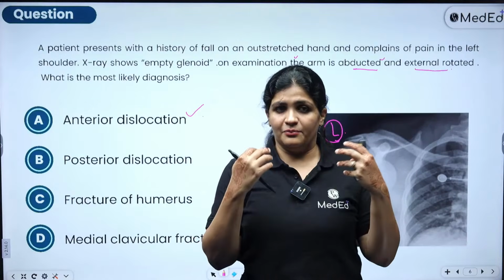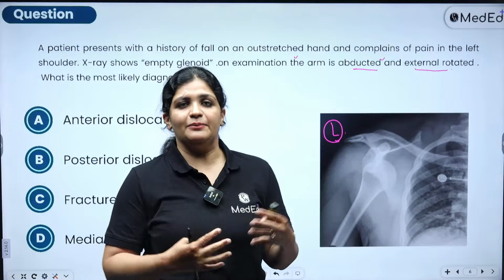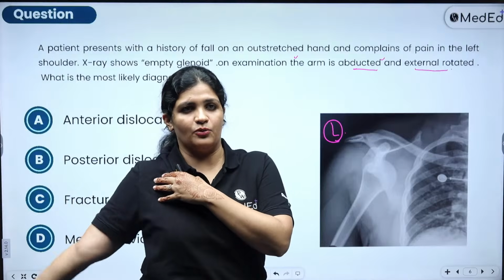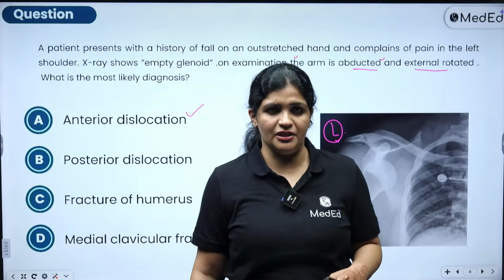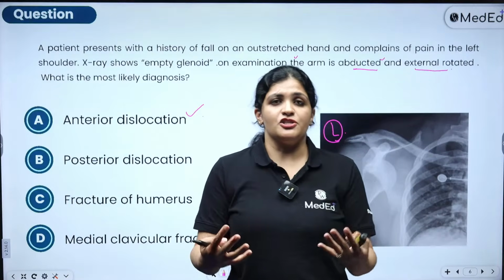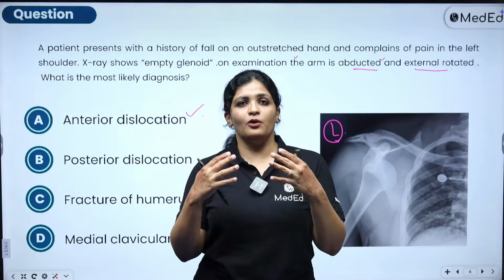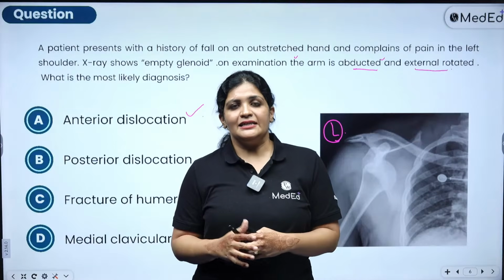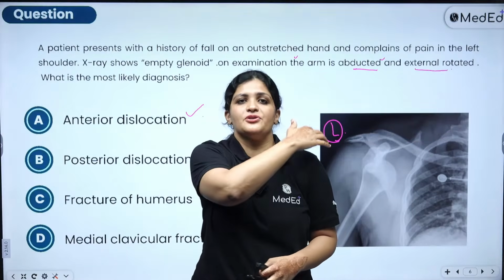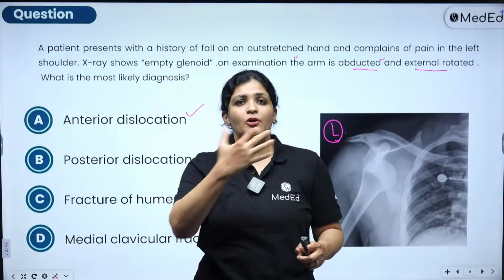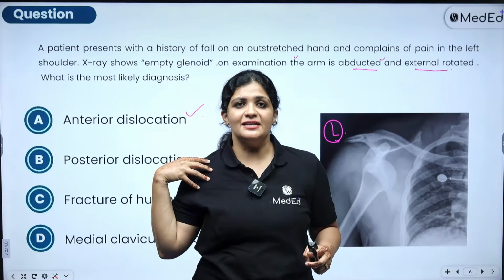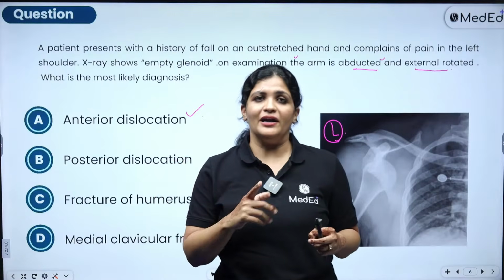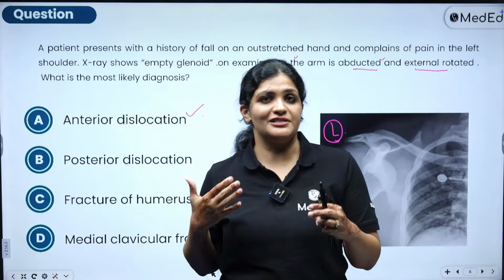So given in the X-ray, given in the question, the mechanism of injury of anterior dislocation is abduction and external rotation. Whenever you see these patients walking with shoulder dislocations, you have to always analyze them with one important test. What is that test? That test is asking them to touch the opposite shoulder. Whenever they are unable to touch the opposite shoulder, that means there is some dislocation happening in the shoulder, right?